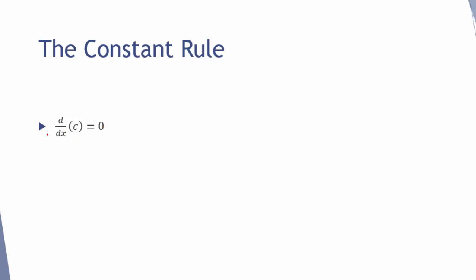Well, because this derivative is with respect to x, that means c represents a constant. So this says the derivative of any constant is going to be 0. That's the constant rule. This is all assuming that c is a real number. If c is imaginary, we have to rethink it a little bit. But for now, we're just going to deal with real numbers. So the derivative of any constant that's real is 0.